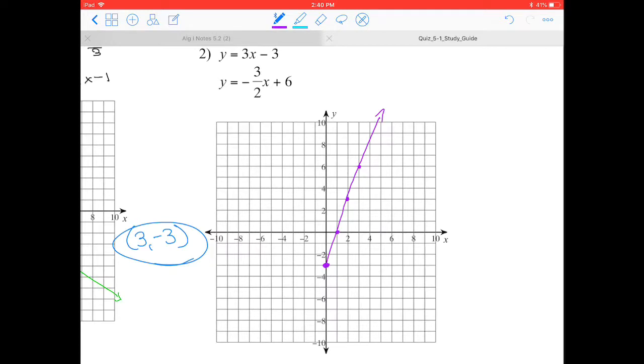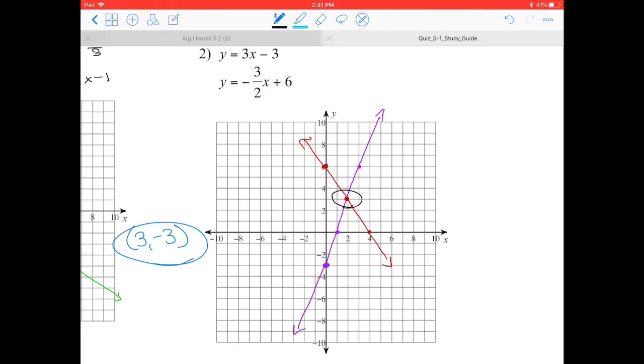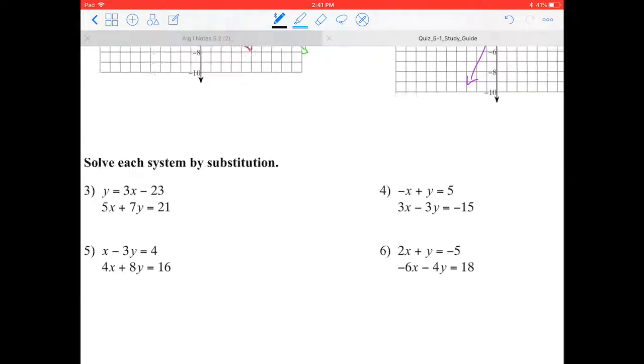Okay. All right. So we'll continue this. The other one is at 6. Down 3, 1, 2, 3. Wait, whoa, I lost count. 1, 2, 3. Over 2, there it is. And ta-da! Okay, so this one's at 2, 3. Good enough. All right, substitution.